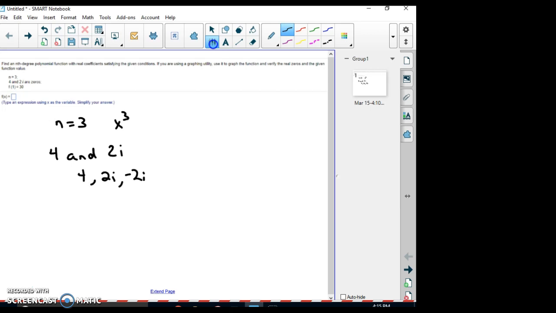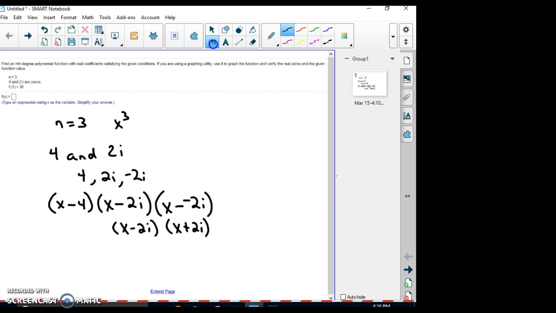So when I write my function here, my factor is x minus the zero, so x minus 4, x minus the other zero, so x minus 2i, and finally x minus my other zero, negative 2i, and I'm going to rewrite this one as x plus 2i. So my factors are x plus 2i, x minus 2i, and x minus 4.